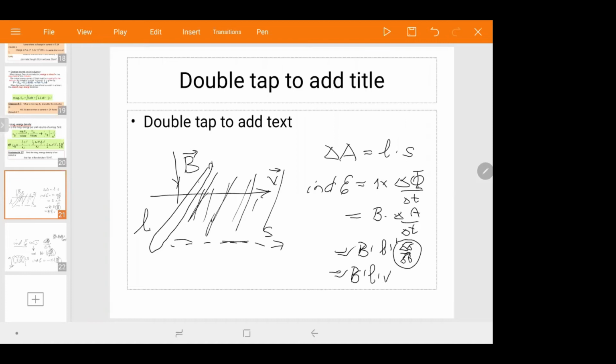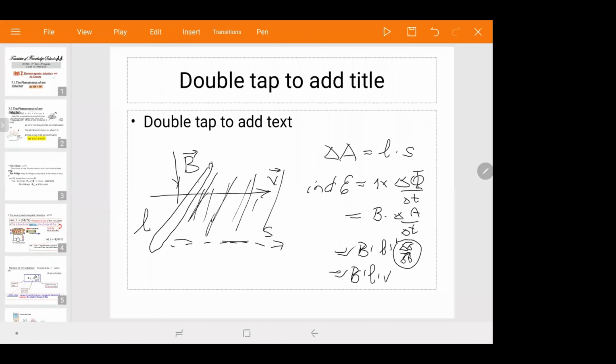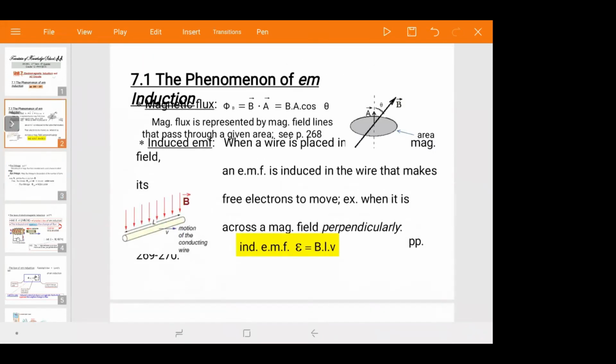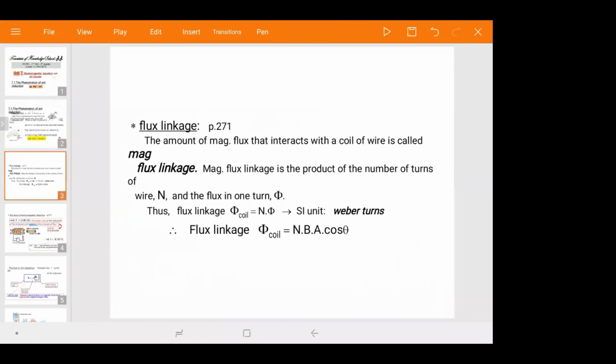That is when a single wire cuts across a magnetic field. If the wire is a few millimeters longer, that doesn't matter. We look only at the length of the wire which cuts across a uniform magnetic field. Outside the magnetic field, the length of the wire will not be considered, only the length of the wire within the magnetic field. So we get BLV as the induced EMF. That's how we get the formula BLV.